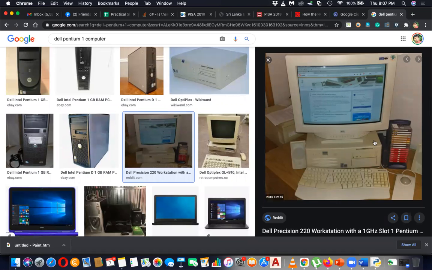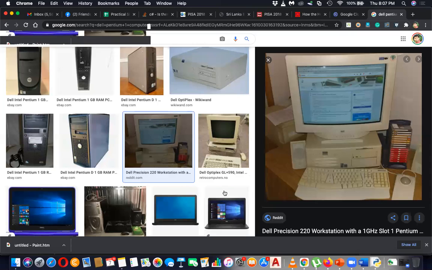If you have one, definitely keep it for me. I'll definitely come and take it because I'm collecting all computers. It's my hobby. If you have a very old computer, please let me know. It is one of my hobbies to collect all computers, right? Sir, storage. Sorry.